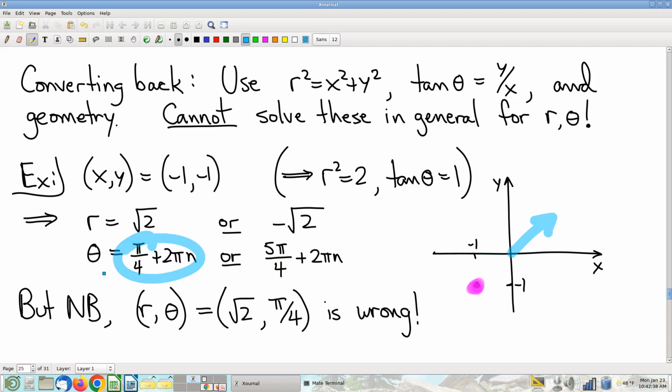And then, of course, you see from the picture that you would have to go a negative amount in that direction to get back to, again, that correct point. So be careful. Think about the geometry of the picture. Don't rely on just formulas. They will give you wrong answers.